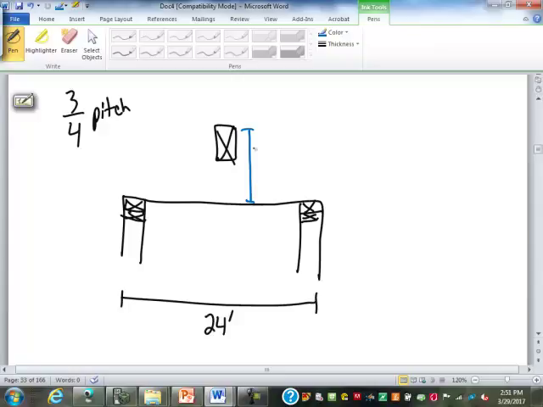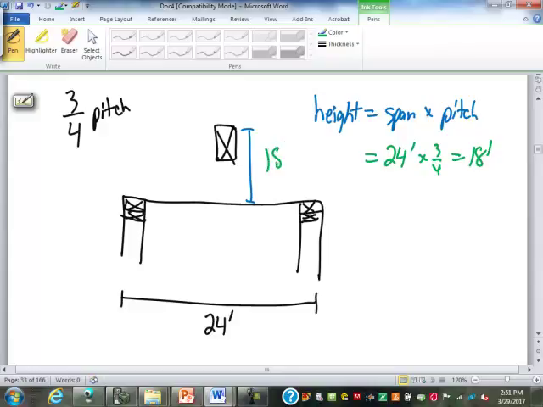Well, to find that height, go ahead and say it. No? Okay. So that height is going to be our span times the pitch. There you go, perfect. 24 times 3/4 does give us 18 feet. So that'd be 18 feet above.